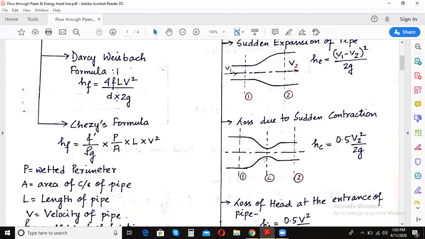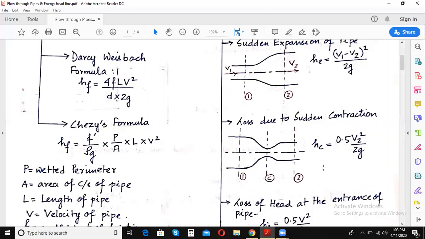Then again, after the contraction region has been overcome, the diameter or the area of the pipe increases again, but the increased diameter is lesser than the initial diameter of this pipe. So the biggest diameter, the initial cross section of the pipe, has been marked by section 1. Then the contracted region has been marked by section C, and the final decreased area of the pipe has been marked by section 2.